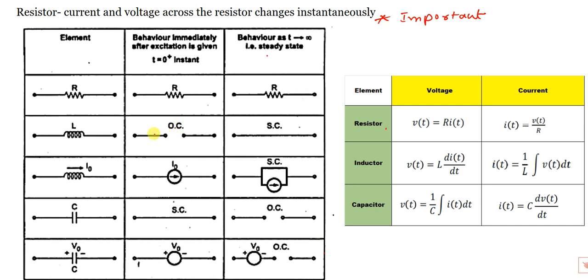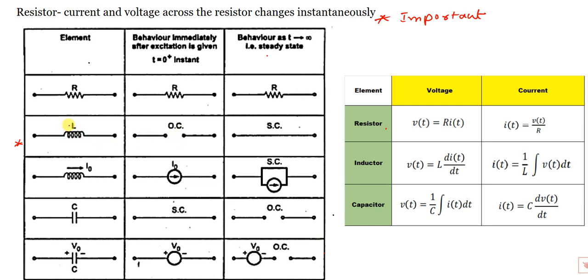Now let us write how circuit elements behave for t equal to 0 plus and t equal to infinity. Resistance remains unchanged. Resistance is R only, and here also it remains resistance only. No changes in its behavior. Coming to the inductor, it is very, very important. Just after switching, the inductor acts as an open circuit.